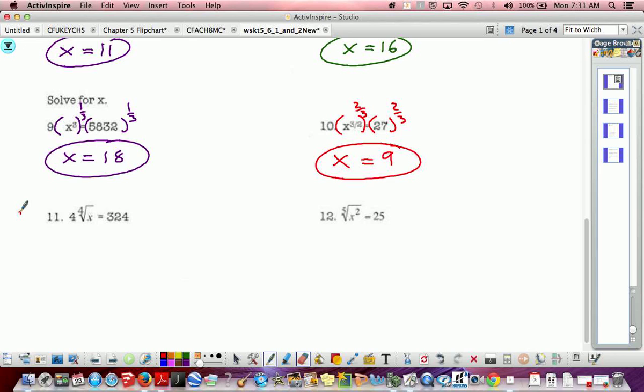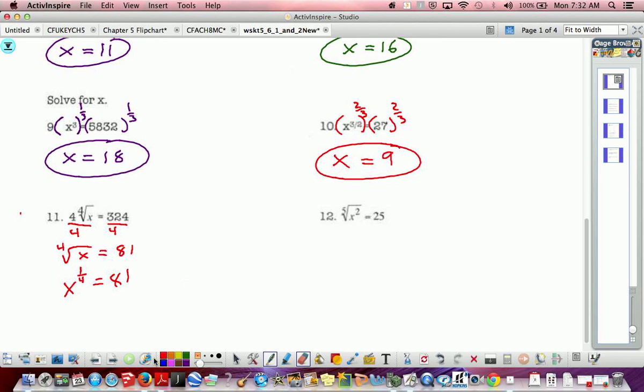On the next one, 11, now I have them in radical form, which means I'm going to have to change that radical to a fractional exponent once it's all by itself. First one, however, I do have to divide both sides by 4 first. So I have the 4th root of x equals 81. Now, change it to a fractional exponent. So I get x to the 1/4 power equals 81.